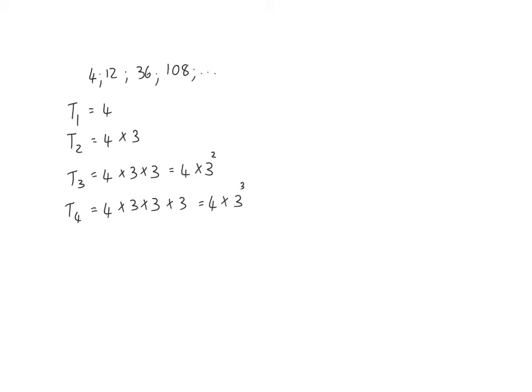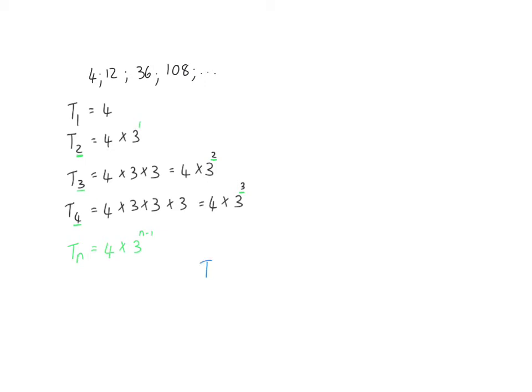Now, if you have a look at the pattern, you will see that for term 2, we had one 3 that we multiplied with. For term 3, we multiplied by two 3s, and for term 4, we had three of them. So if we now try and write down the pattern for any term in this sequence, we will start off with 4 again, and we'll multiply it by 3. But now how many 3s? Exactly 1 less than the number of the term. So this is the general formula for this specific example.